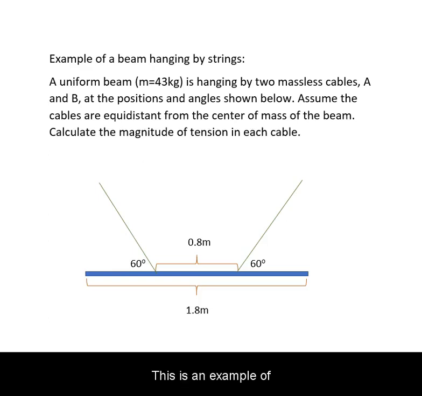This is an example of a problem involving static equilibrium. A uniform beam is held up by two massless cables at an angle. Note that the problem is symmetric.